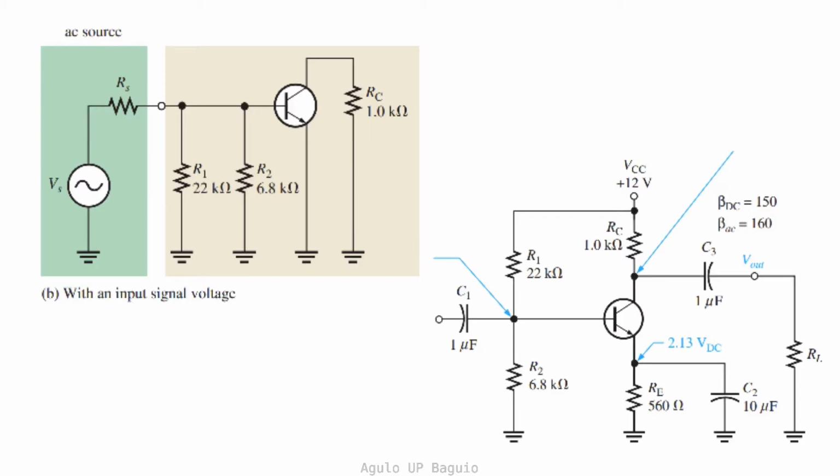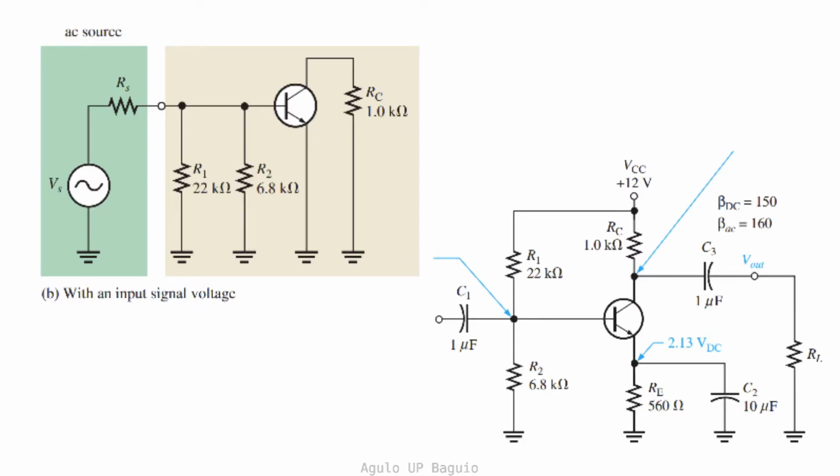Now that we know the Q point, let's analyze what is happening to the AC signal. The figure shows the equivalent circuit as seen by the AC signal. The green shaded region is the AC source, while the dirty white shaded region is the equivalent circuit as seen by the AC signal. Compare this briefly with the original circuit. We observe two things. The capacitors C1, C2, and C3 are replaced by their effective shorts. Since C2 shorts the emitter terminal to ground, the emitter resistance has no effect.